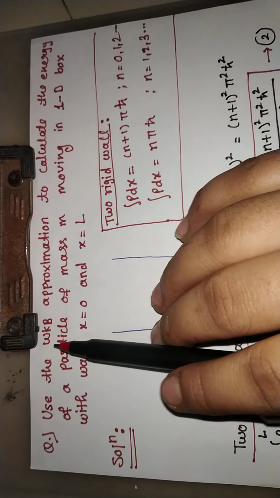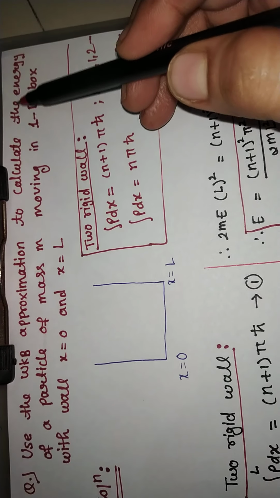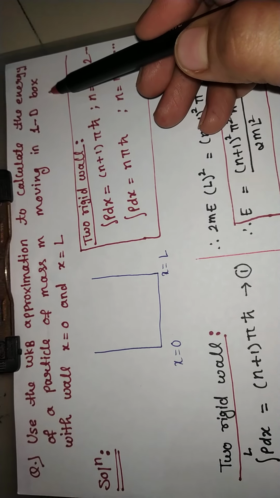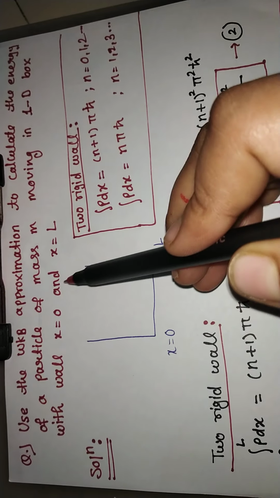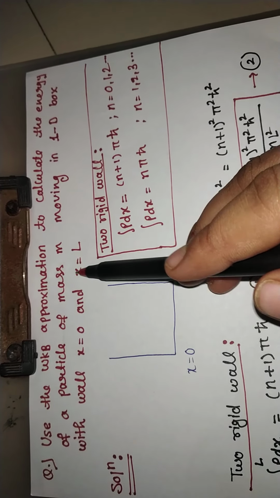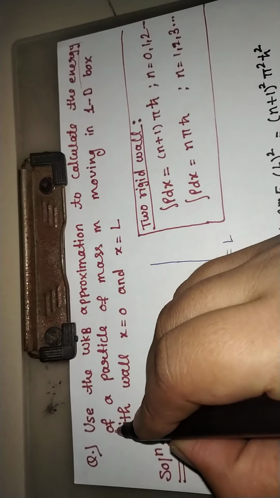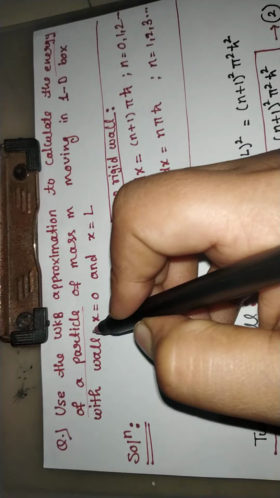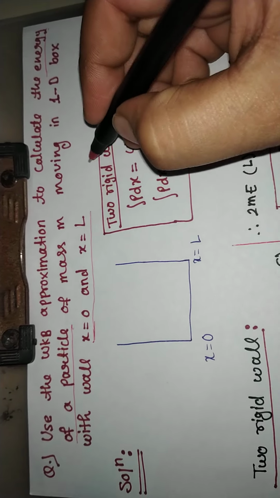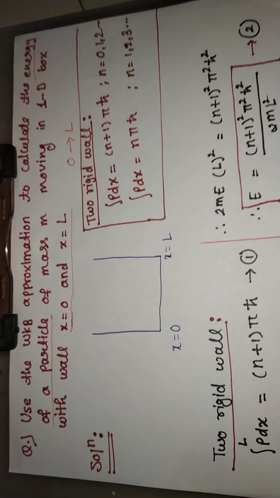Here, I've taken one question. Use the WKB approximation to calculate the energy of a particle of mass m moving in a one-dimensional box with walls at x equals 0 and x equals L. Basically in this question we have to calculate the energy of the particle in a one-dimensional box, and the boundary conditions given are x equals 0 and x equals L. Okay, now let's solve this numerical.